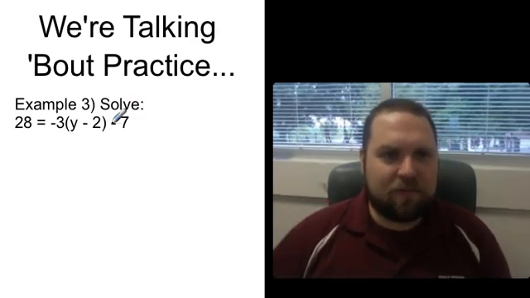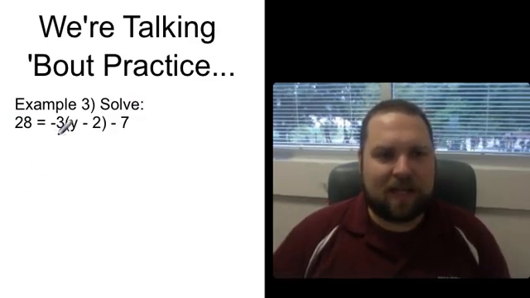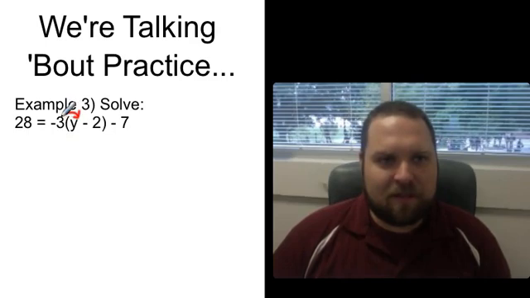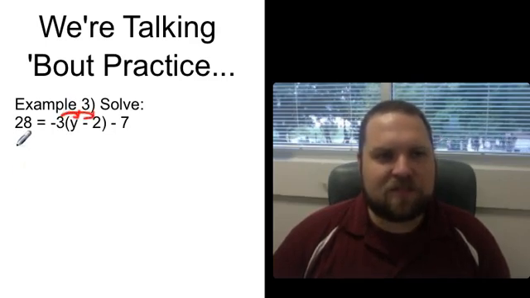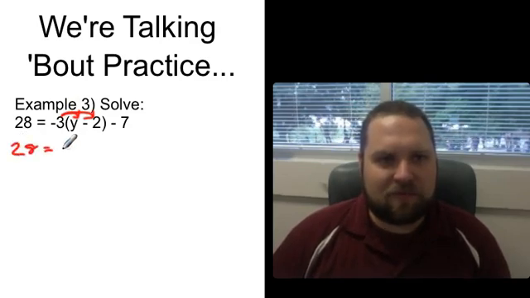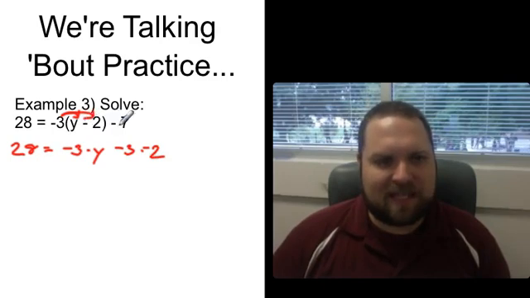For example 3, we've now moved to combining both the distributive property and combining like terms into the same problem. Notice there is distributive property going on here, so I must do that first. So I'm going to write this as 28 equals negative 3 times y, negative 3 times negative 2. Remember, I'm taking that sign as part of that. And then my minus 7 just hangs out at the end.